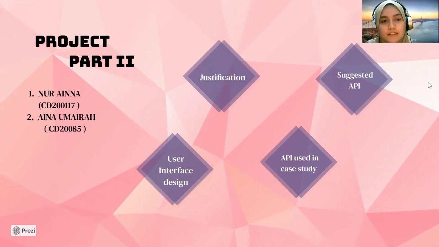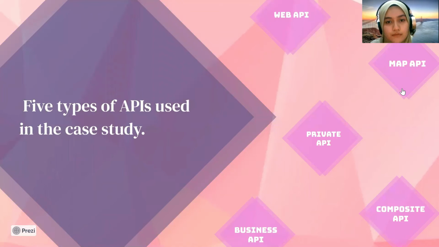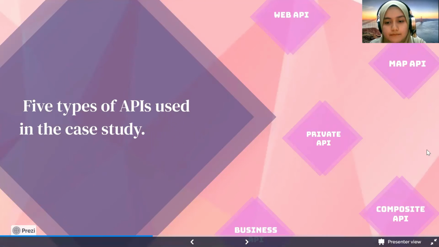So today I will present about project part 2 on the APIs used in the case study, and also suggested APIs. Okay, so there are five types of API used in the case study. First is the web API, second is the map API, third is the private API, fourth is the compulsory API, and lastly is the business API.